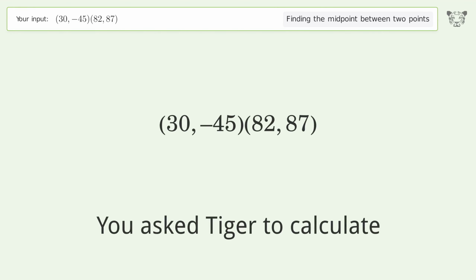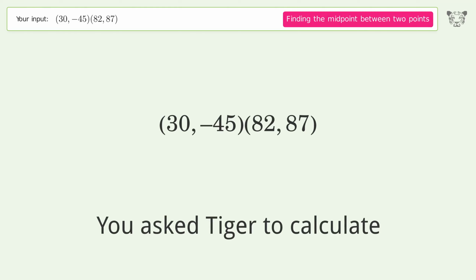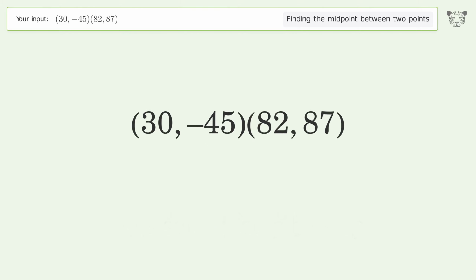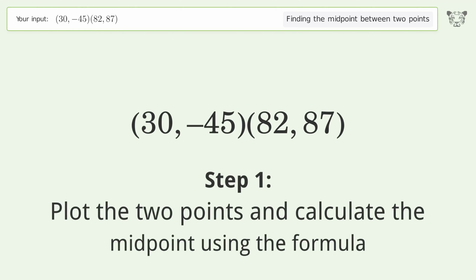You ask Tiger to calculate. This deals with finding the midpoint between 2 points. The midpoint between the 2 points is 56,21. Let's solve it step by step. Plot the 2 points and calculate the midpoint using the formula.